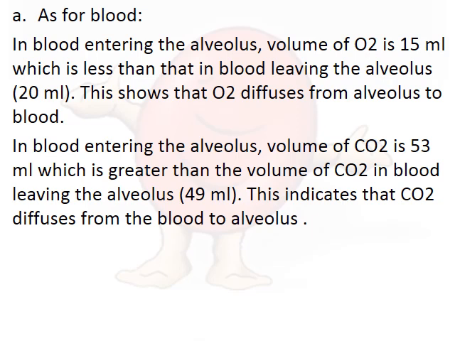For blood entering the alveolus, volume of O2 was 15 milliliter, which is less than that in blood leaving the alveolus, 20 milliliter. This shows that O2 diffuses from the alveolus to blood. In blood entering the alveolus, volume of CO2 is 53 milliliter, which is greater than the volume of CO2 in blood leaving the alveolus, which is 49 milliliter. This indicates that CO2 diffuses from the blood to alveolus.